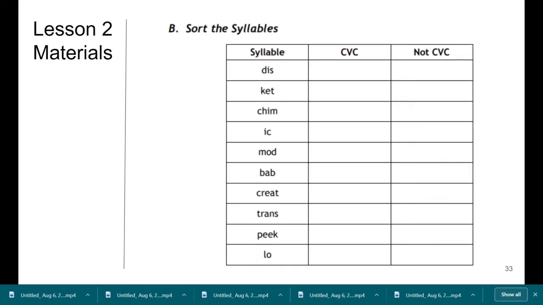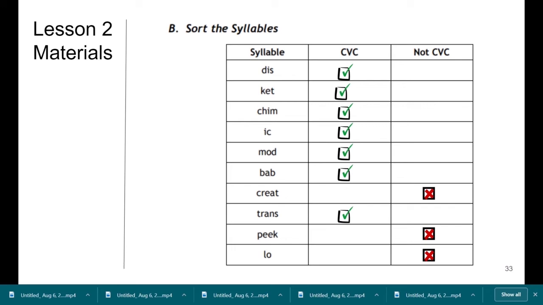In part B, what they ask you to do is to apply this yourself. These are syllable parts. So look at them and decide, is it a CVC or not? I'll give you a second and then we'll put the answers up. All right, here are the answers. All right, did you get them right?